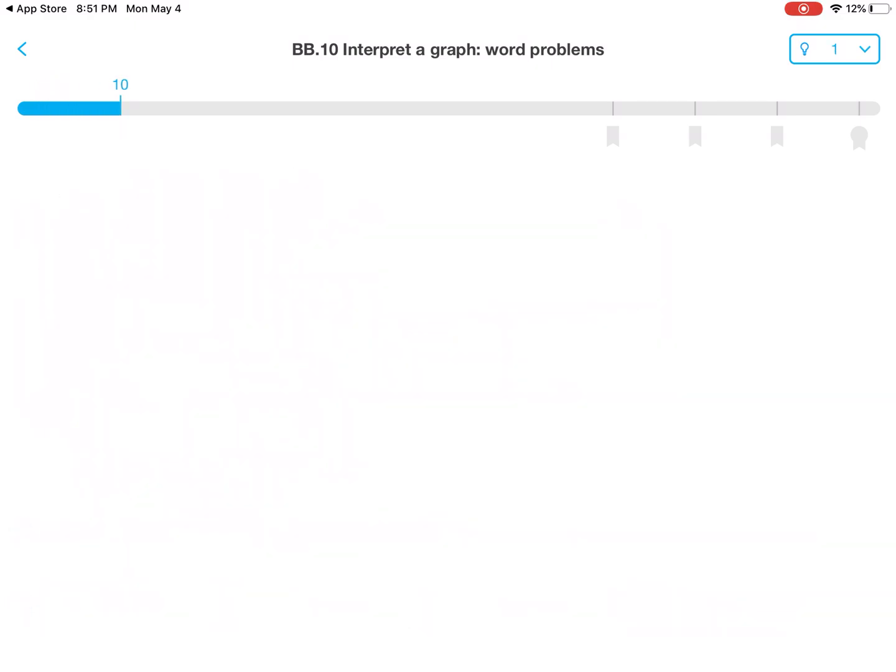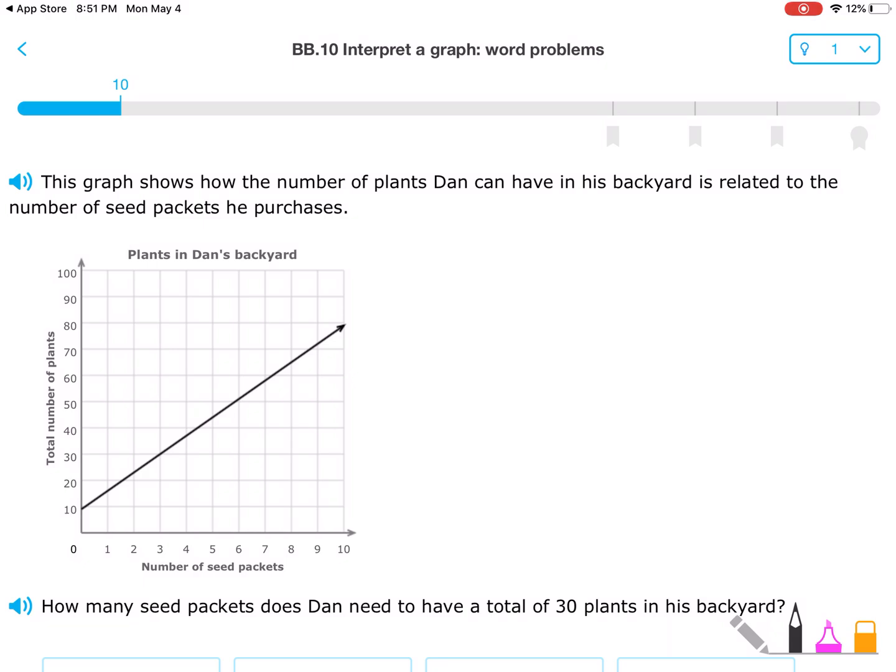Okay, I'll do one more with you guys. So this graph shows how the number of plants Dan can have in his backyard is related to the number of seed packets he purchases. So if we think about that independent dependent piece, the more seed packets you buy or the more flowers you plant, the more that will grow. So look on your x-axis to see that's where number of seed packets is. Here we have the total number of plants.